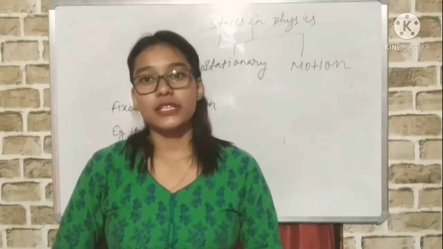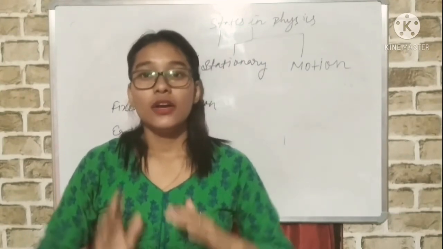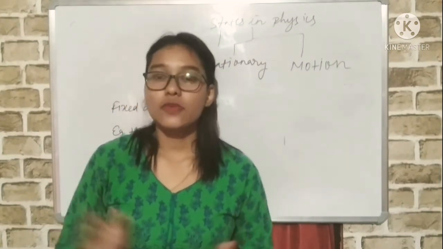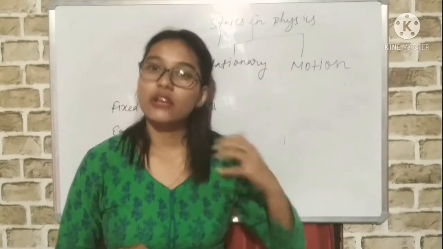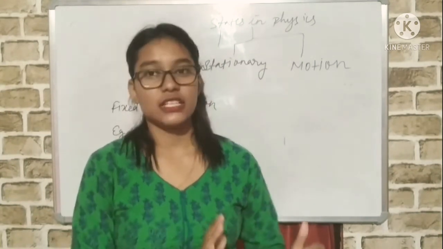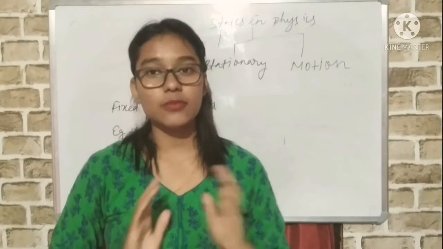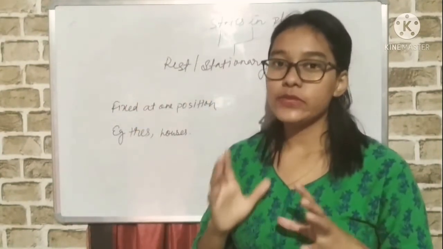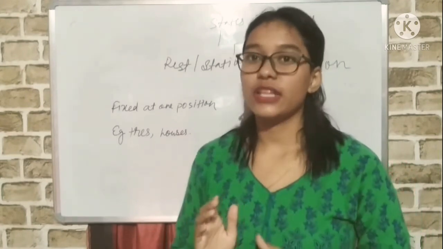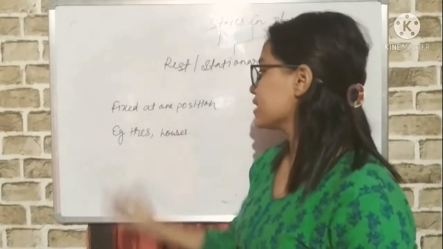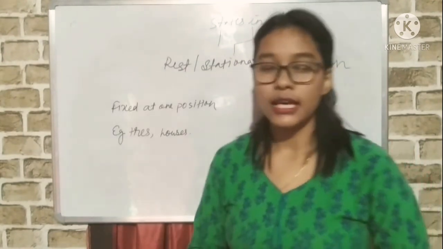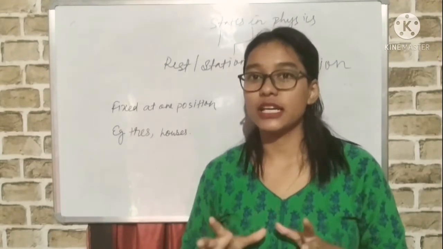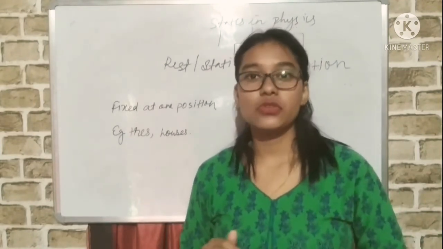You see in physics, the objects are whether at rest or at motion. So at first we will discuss rest. We will see what happens when an object is at rest or stationary. Both are the same thing, rest or stationary, both are the same term. Now, fixed at one position. The objects are fixed at one position when they are at rest. For example, trees, houses, they do not move from one place to another. They are always fixed at one position, and some examples are trees and houses.